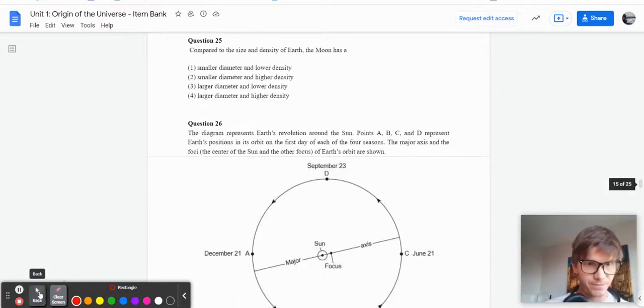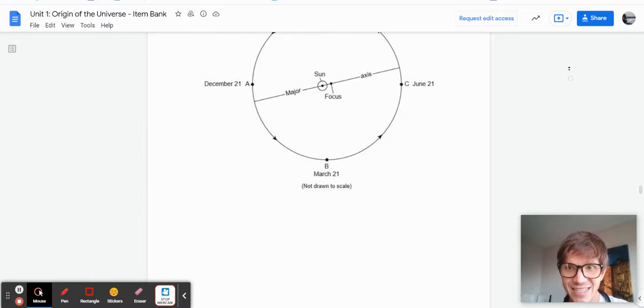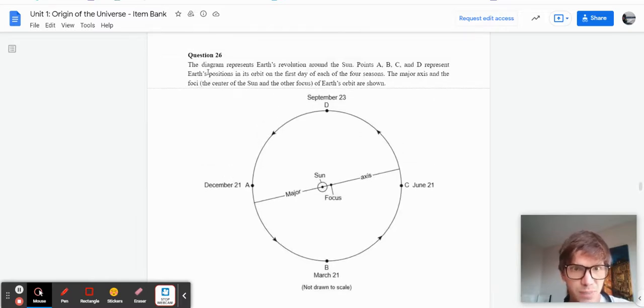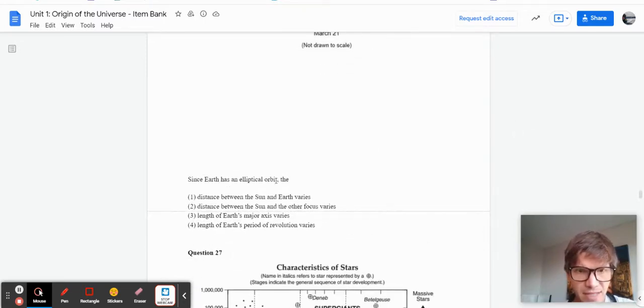Number 26, the diagram represents Earth's revolution around the sun. Points A, B, C, and D, represent Earth's positions in its orbit on the first day of each of the 4 seasons. The major axis and the foci of Earth's orbit are shown, that elliptical orbit. Since Earth has an elliptical orbit, the distance between the sun and Earth varies. Yes, that's true. And the other focus varies. No, that's not true. Best answer would be choice 1.